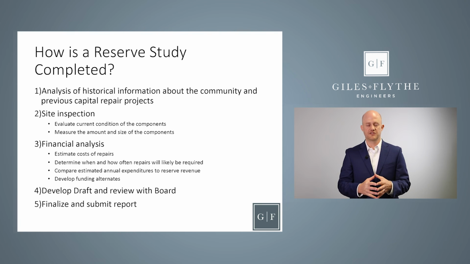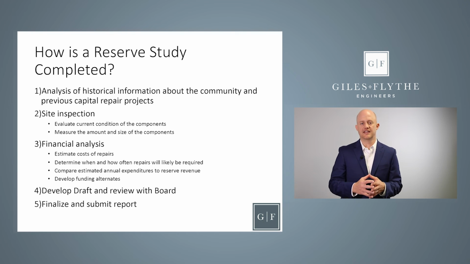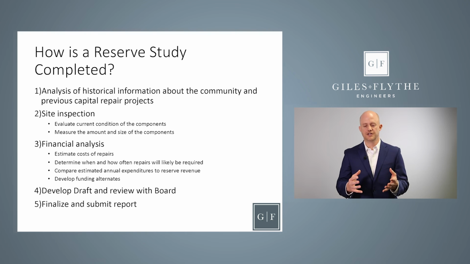And we also typically ask for information on any recent or planned capital repair projects. So if the association has information on previous projects where they have replaced roofs in the past 2 years or done some other major projects, we typically ask for information on that. And that would usually include actual bids from contractors that we can look at.